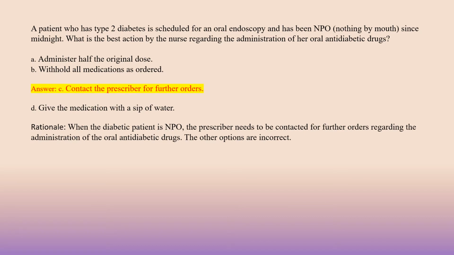Answer: C. Contact the prescriber for further orders. Rationale: when the diabetic patient is NPO, the prescriber needs to be contacted for further orders regarding the administration of the oral antidiabetic drugs. The other options are incorrect.